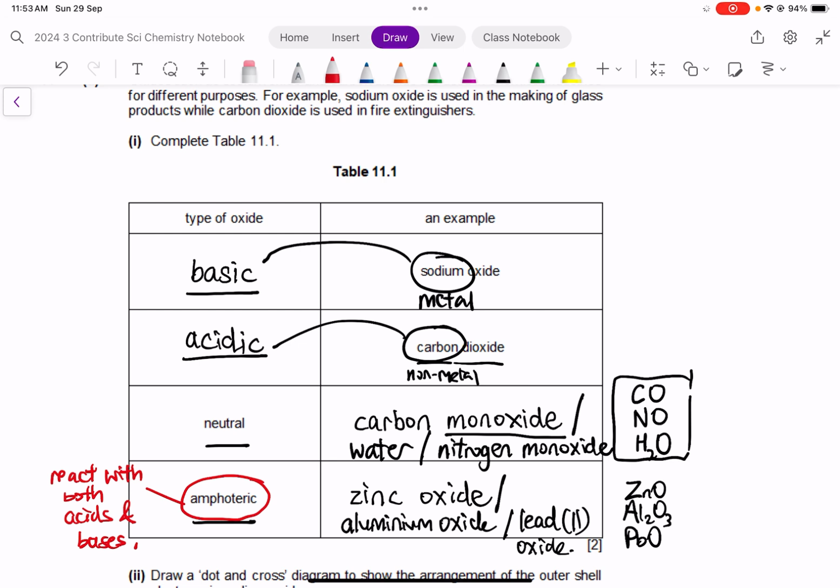Okay, so if you have again forgotten the types of oxides, this is chapter 8 of your textbook. You can also refer to the chapter 8 revision video where we also went through these 4 types of oxides along with examples.